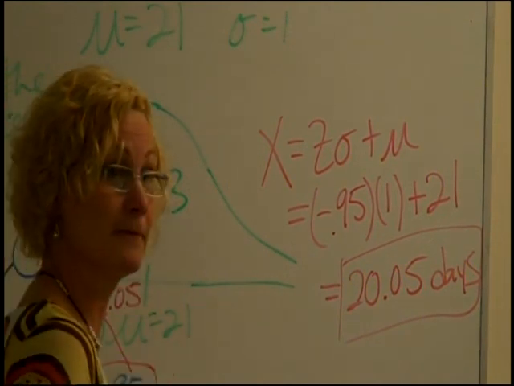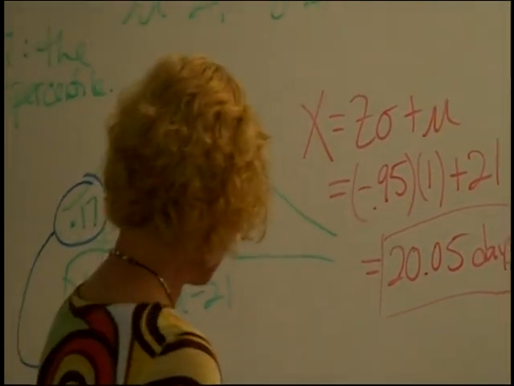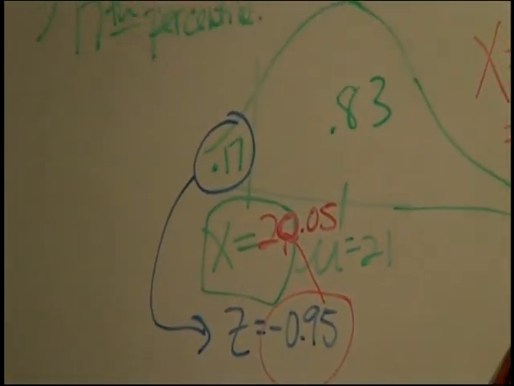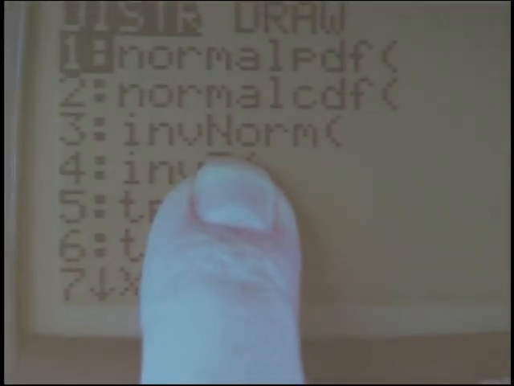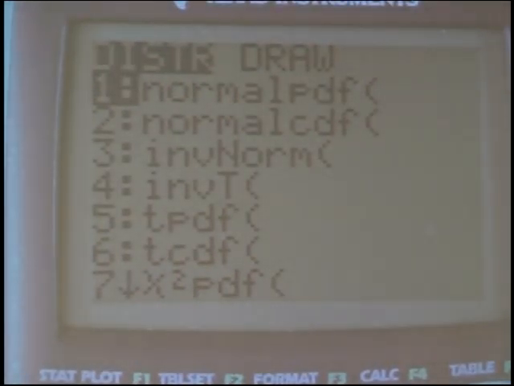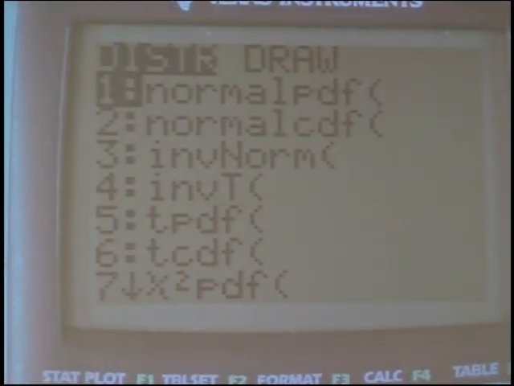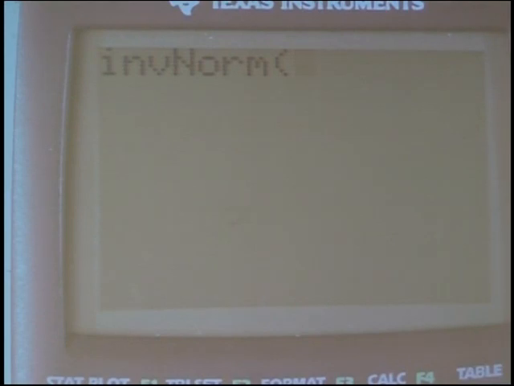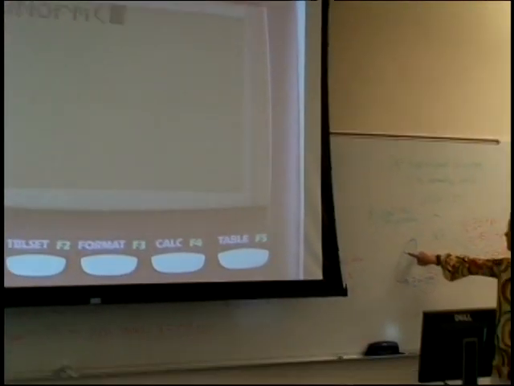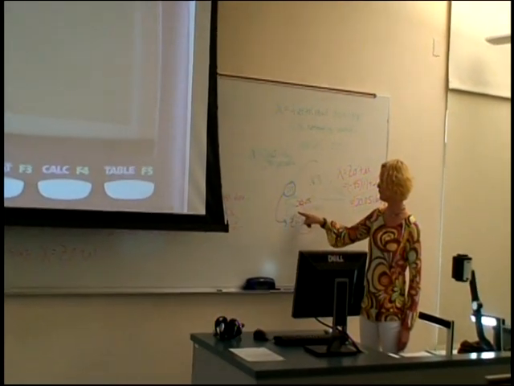You guys with me? Okay, calculator. So the inverse norm command is the reverse process. You're going to take inverse norm to your home screen. And in the argument, it wants the percent of probability to the left, just like the table would work. Okay, always to the left of that cutoff value you're seeking.